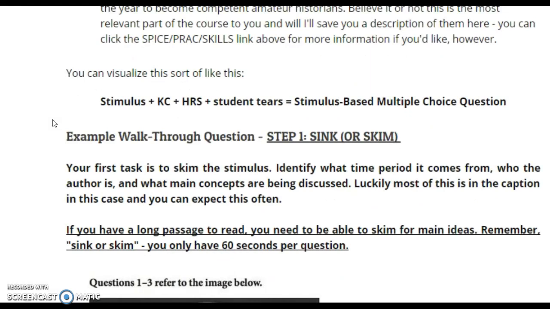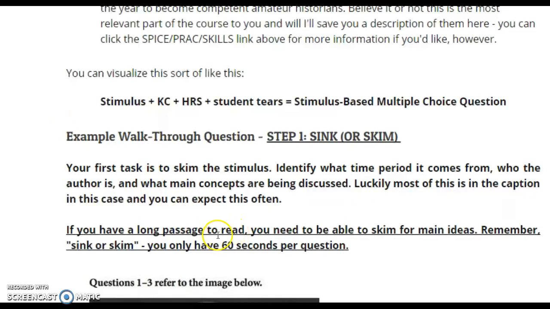So you can visualize it kind of like this. You have a stimulus, you have key concepts, you have historical reasoning skills, and maybe some tears. Hopefully not, but there might be some tears. And that equals your stimulus-based multiple choice questions. To be honest, some of you will find taking a multiple choice test like this much easier than the standard, kind of the old type of multiple choice test. And some of you may struggle, especially if you are a little bit slower in reading things, or you have to read things multiple times.